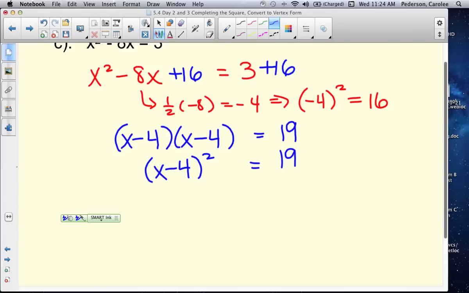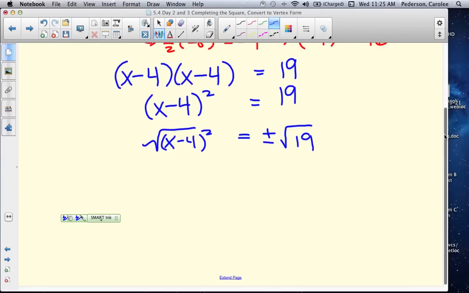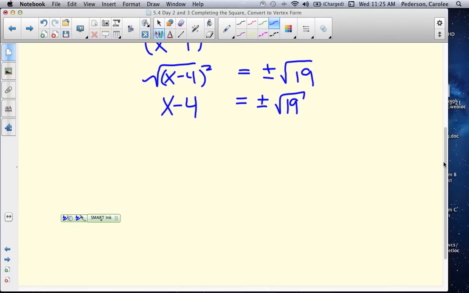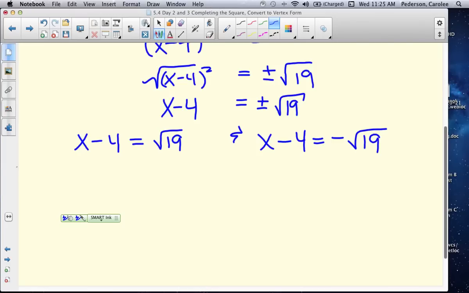Now we finish the problem by undoing. So we're going to square root to undo the squared. Don't forget the plus and minus. Then the squared and the square root will cancel out. So we're left with x minus 4, the radicand, equals plus or minus the square root of 19. Now we can break up the equation into two parts. x minus 4 equals positive square root of 19, and x minus 4 equals negative square root of 19. And now we just finish by undoing.